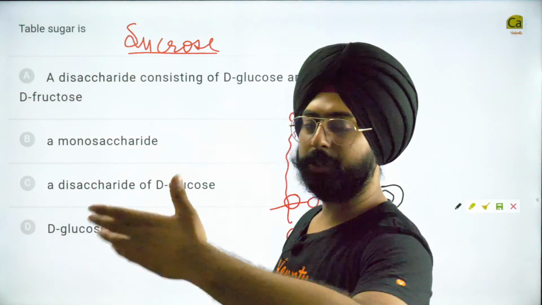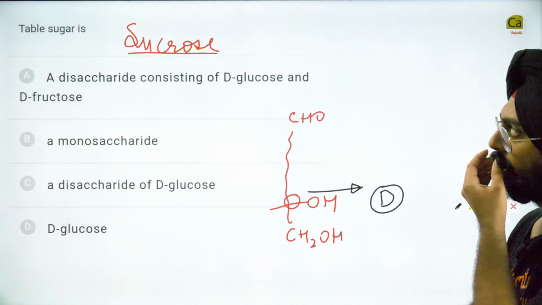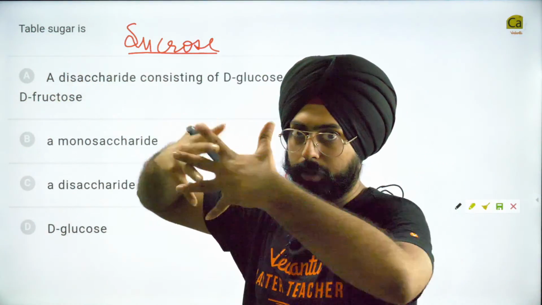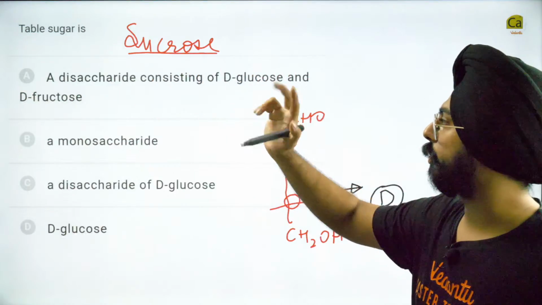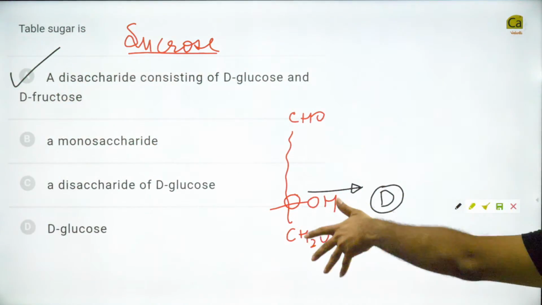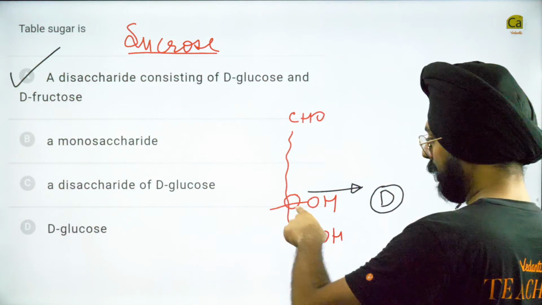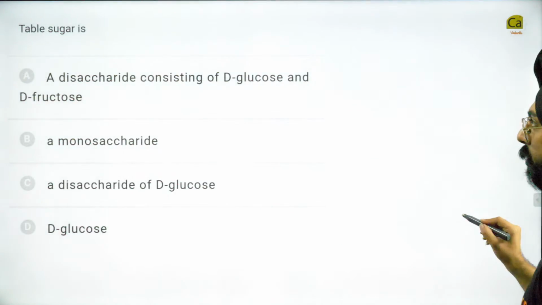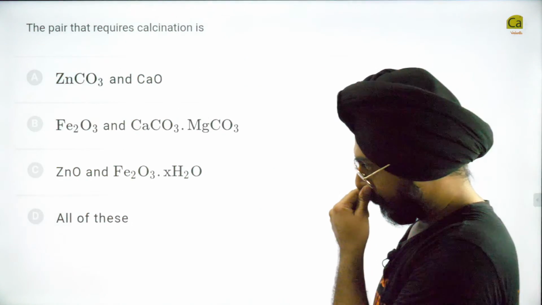Since you are NEET students, I am pretty sure this is an easy question for you. Sucrose is made up of a disaccharide. Disaccharide means two sugars are combined. So it's a disaccharide consisting of D-glucose and D-fructose. In the straight chain structure of glucose and fructose, this OH will be on the right hand side. Okay, let's move on to the next question.